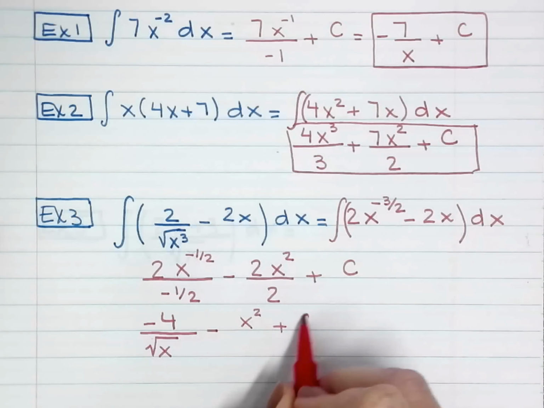Almost done. Now you need to rationalize the denominator here. So your final answer will be negative 4 square root of x over x minus x squared plus c. This is full credit right there, fully simplified with the denominator rationalized. 2 more.